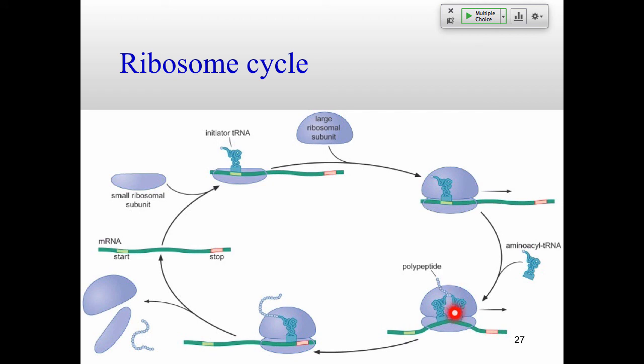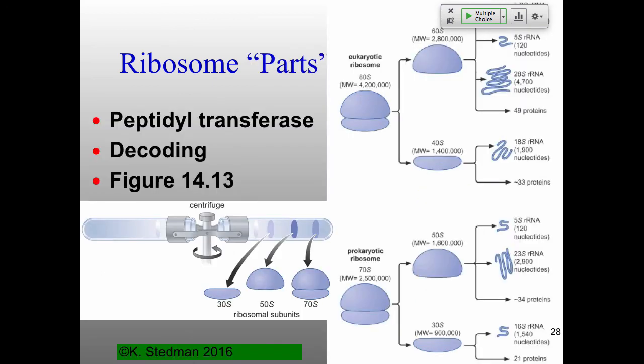We just talked about that reaction here, transpeptidation, building your peptide chain, hanging on to this amino acid here till you get to the end, and we'll talk about that again, and this whole process goes around and around. So what do I mean by large and small subunits of the ribosome?